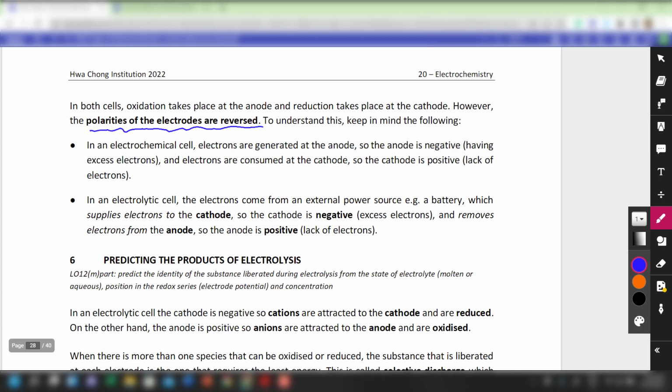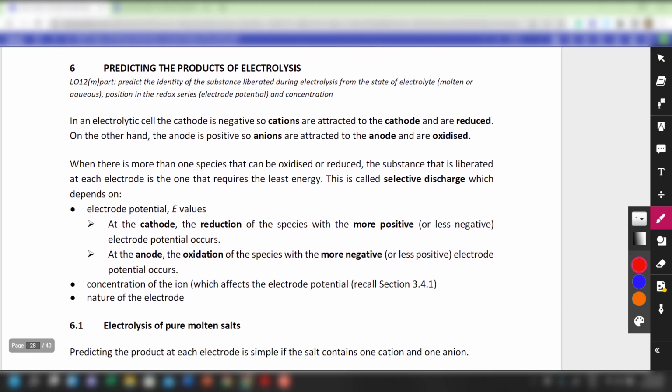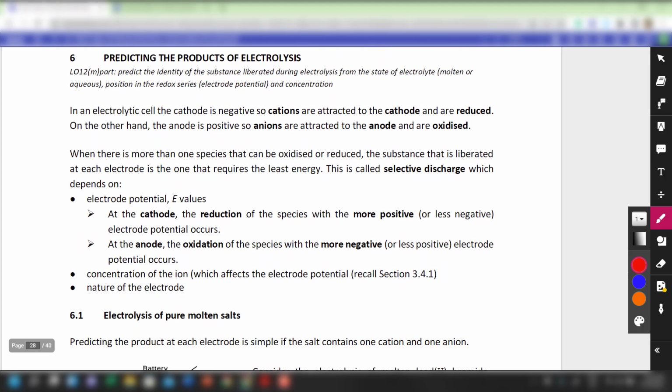I think it is nicely summarized in this particular paragraph over here. For an electrolytic cell, I need an external power supply to drive the otherwise non-spontaneous process, and that is why electrons are supplied to the cathode, and electrons are removed from the anode, or driven away from the anode by the external power supply. With that, we'll move on to section 6 on predicting the products of electrolysis, which is in line with one of the learning objectives.